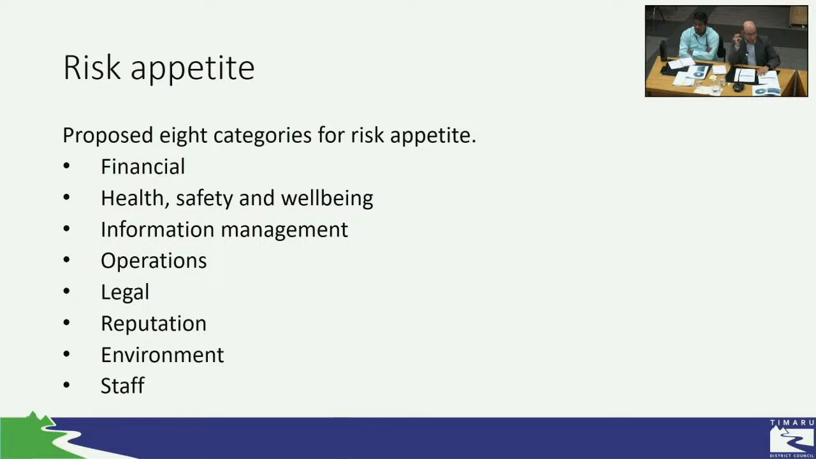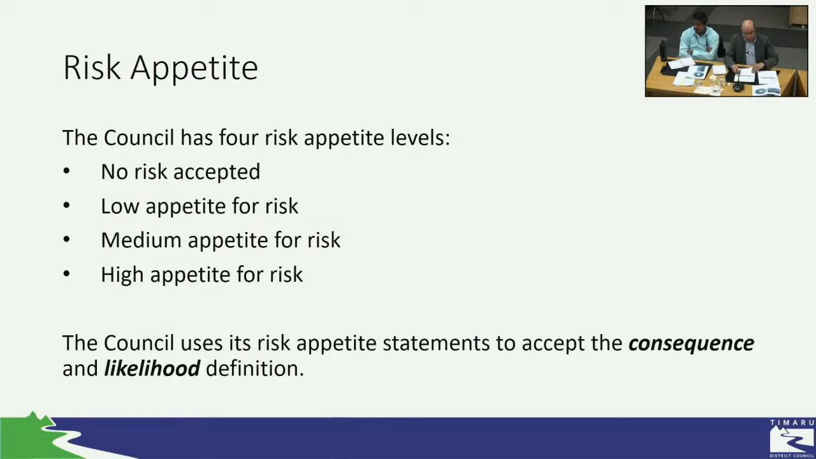Risk appetite has eight categories. So we are proposing these eight: financial, health and safety and well-being, information management, operation, legal, reputation, environment, and finally impact on staff. We define appetite as either no risk appetite, or low, medium, or high appetite. Based on this definition, we have already proposed the risk consequence and likelihood definitions.